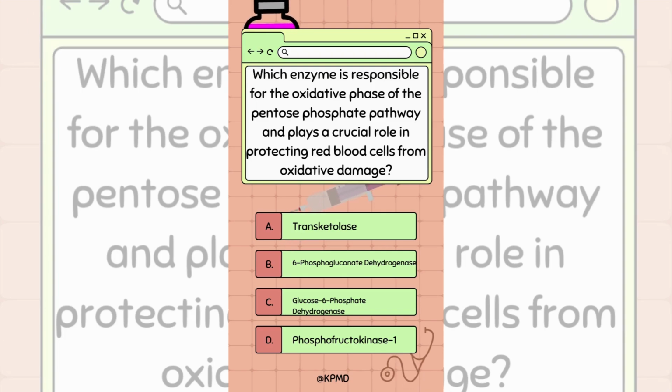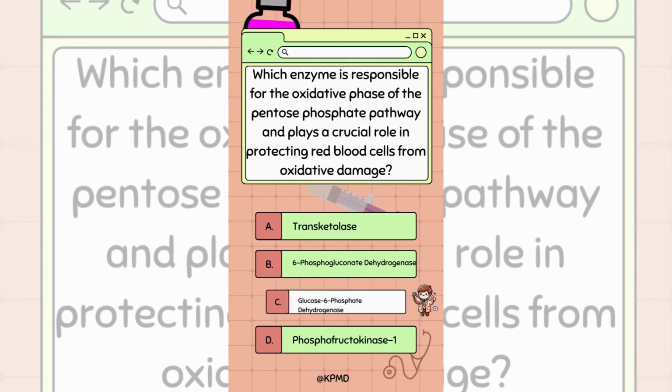Which enzyme is responsible for the oxidative phase of the pentose phosphate pathway and plays a crucial role in protecting red blood cells from oxidative damage? It's C. Glucose 6-phosphate dehydrogenase.